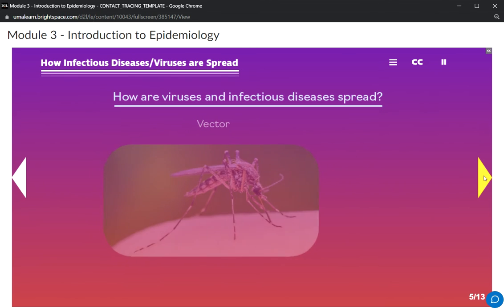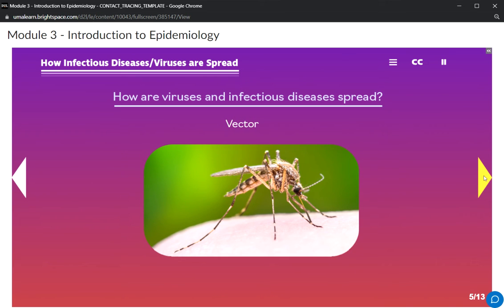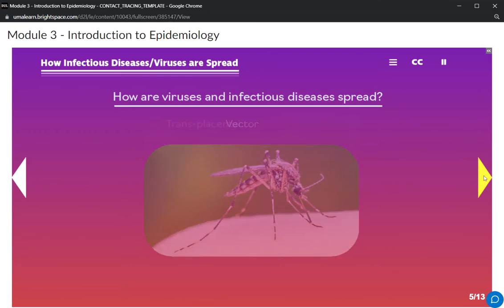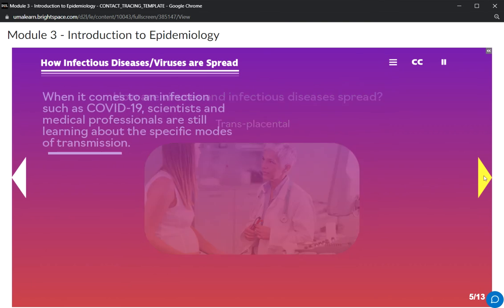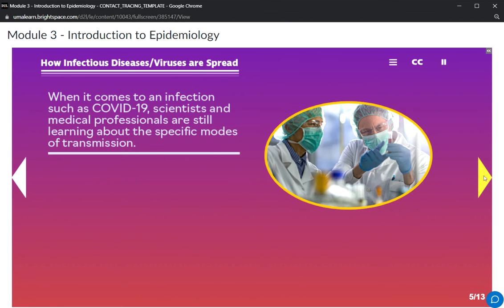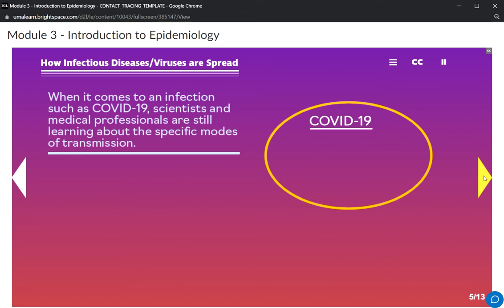Vector transmission occurs when an infected insect picks up a pathogen from an animal and transmits to others through a bite, like a mosquito bite. Transplacental transmission occurs during pregnancy, from a mother to a developing baby. When it comes to an infection such as COVID-19, scientists and medical professionals are still learning about the specific modes of transmission. Current findings show that the virus can be spread via airborne, contact, and quite possibly transplacental modes.